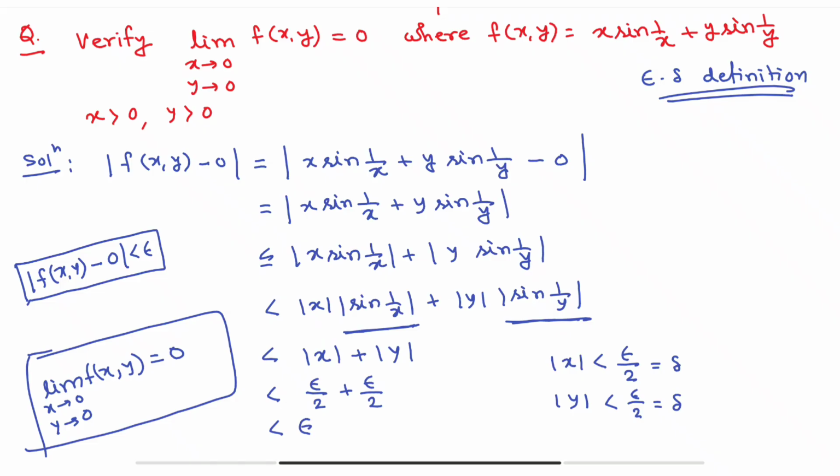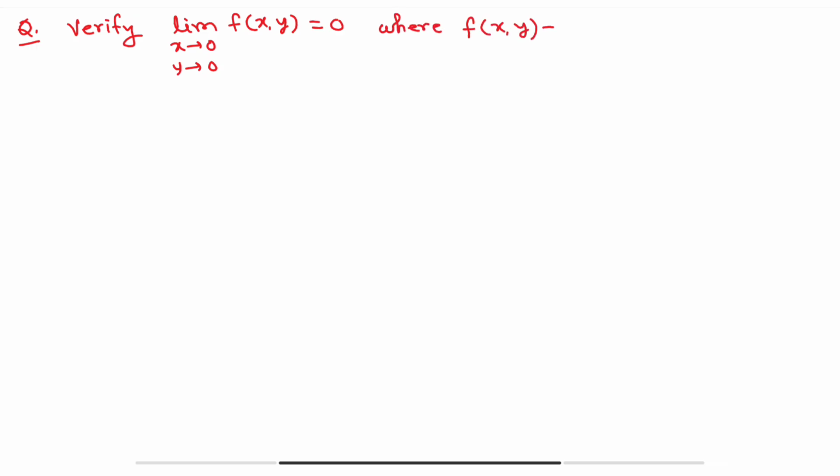Let's solve one more problem. Same concept. Question is verify limit x tends to 0, y tends to 0, f of x comma y equals 0, where f of x comma y equals x plus y, sin 1 by x into sin 1 by y, where x is positive and y is positive.